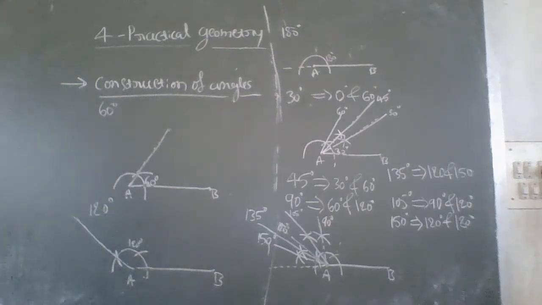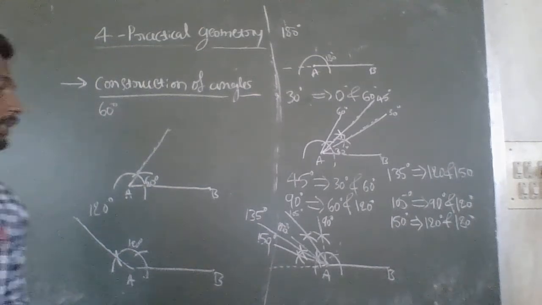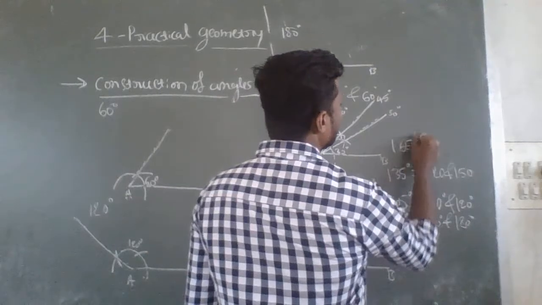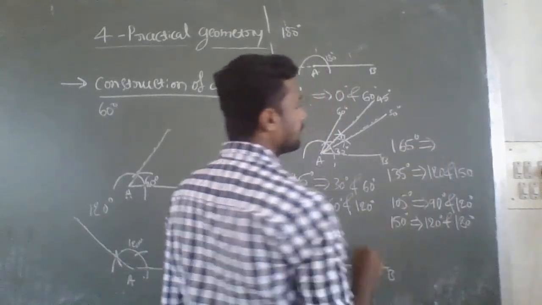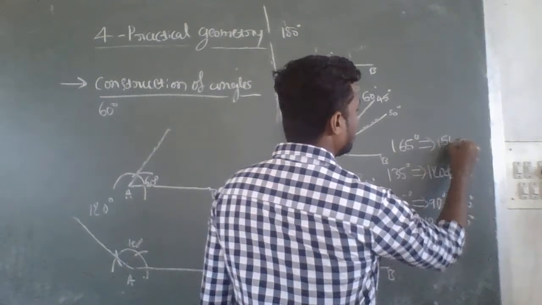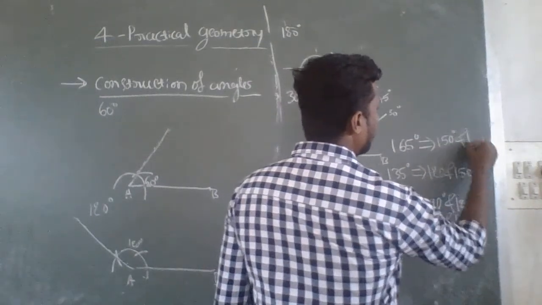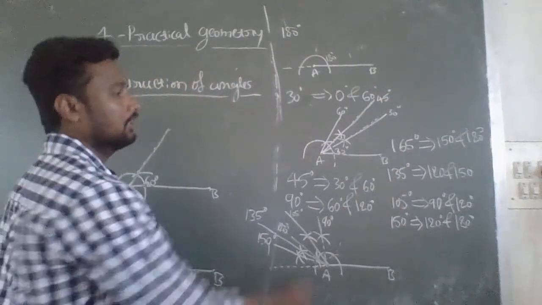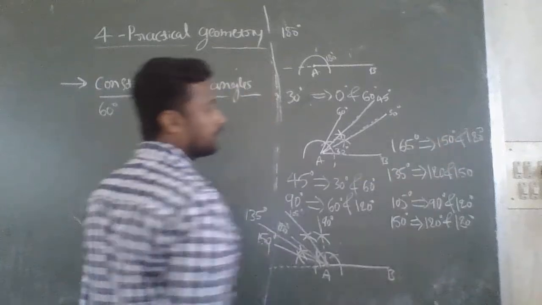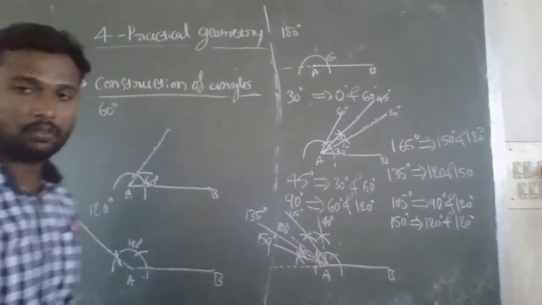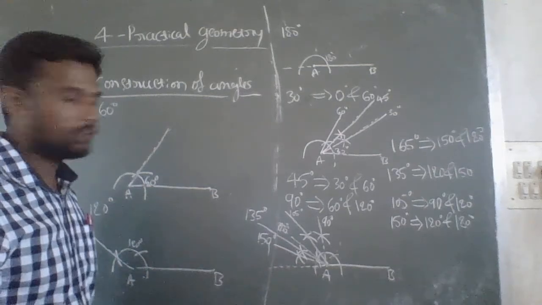Now, last one, 165 degree. So 165 degree is between 150 degree and 180 degree. Here 165 is 15 greater than 150 and 15 less than 180. Therefore 165 is between 150 and 180.